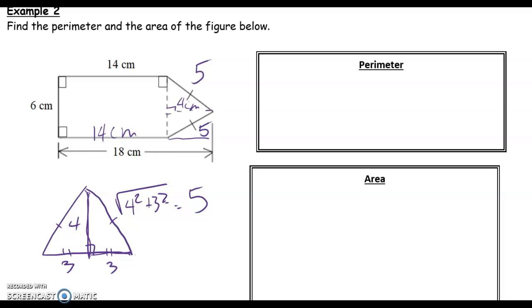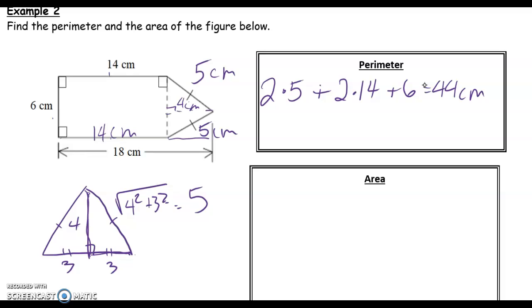So we have 2 sides that are 5 centimeters. And then we have sides here that are 14, 6, and 14. So if we think about it, we have 2 that are 5, so 2 times 5 plus 2 times 14 plus 6. So our perimeter, our unit here, is 44 centimeters. Okay.